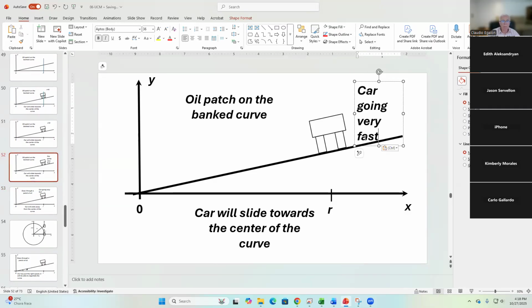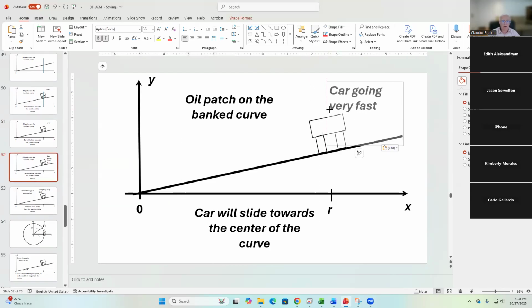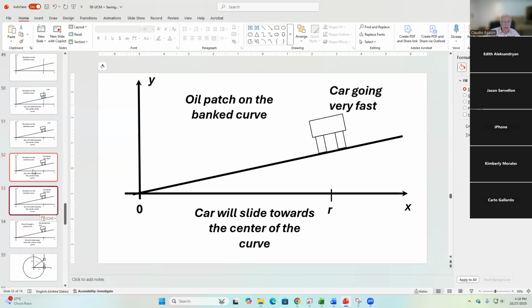Instead of being at rest here, the car is moving very fast. What is going to be the tendency of this car? Whenever you go too fast through the oil patch, the tendency of the car is going to be to move in a straight line, and as the car moves in a straight line, the distance from the center of the curve will increase. So it is as though the car is going to slide away from the center of the curve.